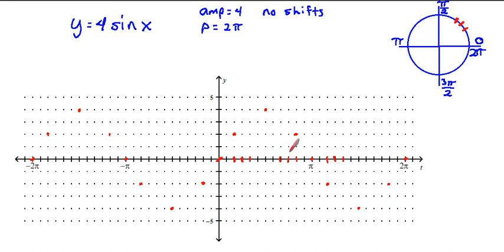Okay. A quarter of the way in, I'm always at my pi over 4 angle. That's square root of 2 over 2, which is 0.707. That's roughly here. Oops, there. Here, here, here, here, here, and here.